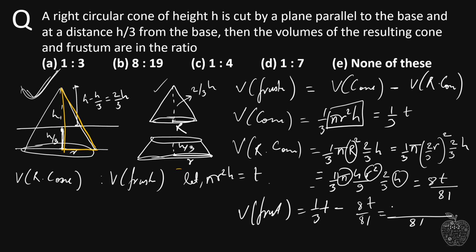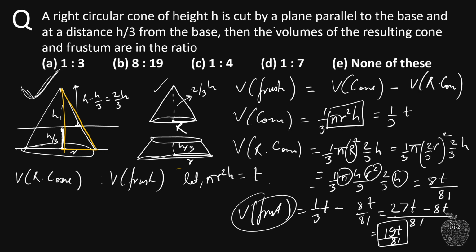Now 3 2s are 6 and 3 7s are 21, so this is 27t minus 8t. We have 27 minus 8, which gives 19t upon 81. So the volume of the frustum is 19t by 81.